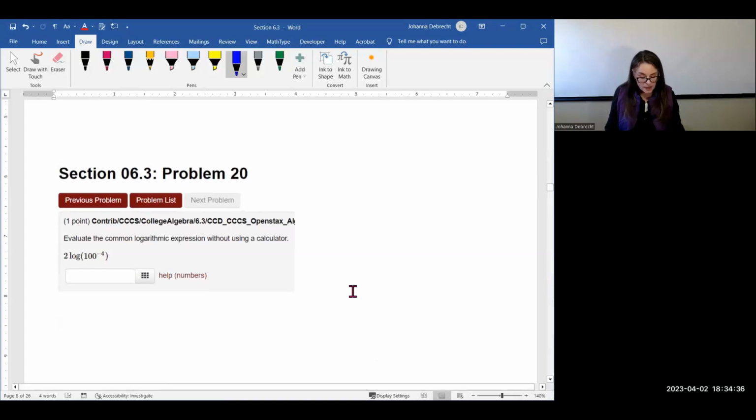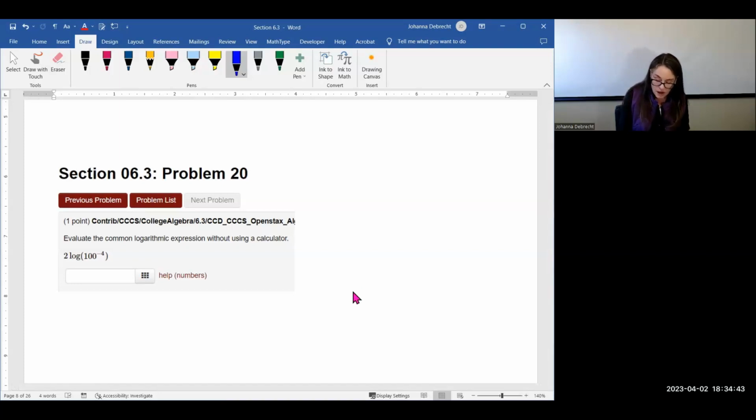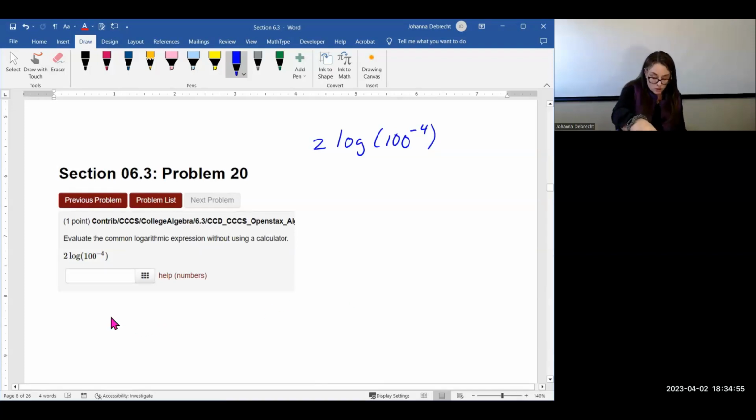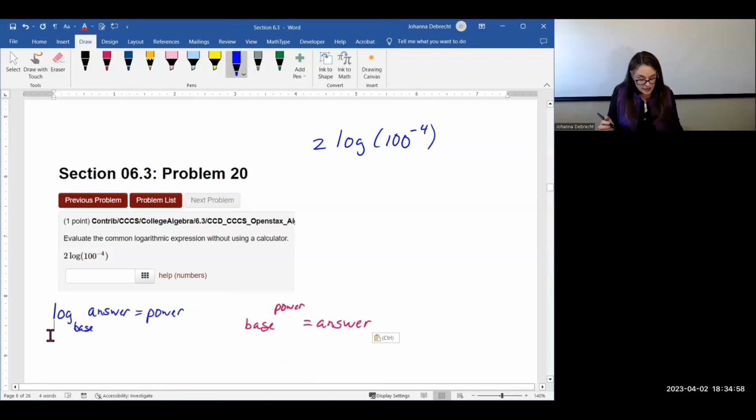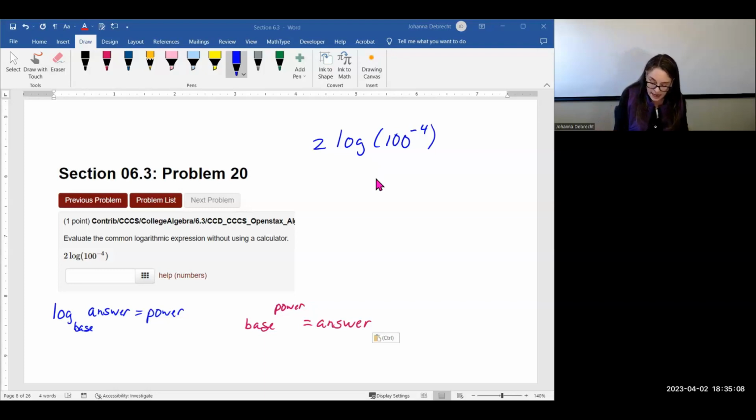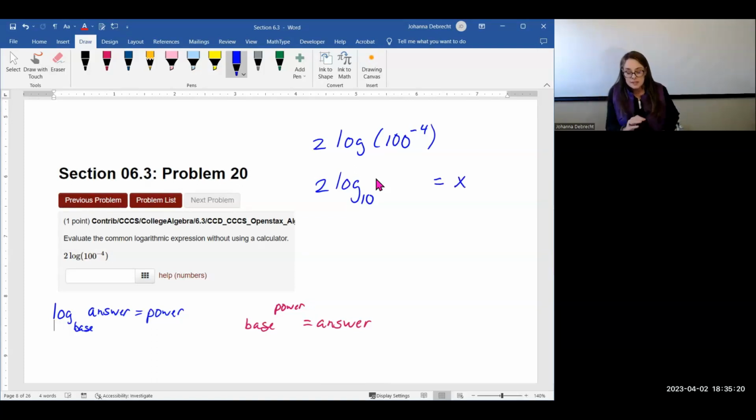We only have one problem left, which is to evaluate this without using a calculator. Now, it's written in common log, so we have 2 log of 100 to the negative 4. We don't know what it equals. We know that we need to have some kind of power on it. So here's our device. It's in logarithmic form. So we can see right here, we need a base, an answer part, and a power. We have a base, it's not written, but it's understood to be 10. So we can write 2 log base 10 of 100 to the negative 4 equals, well, I need a power, so I'm just going to throw in x or p, whatever, it doesn't matter.